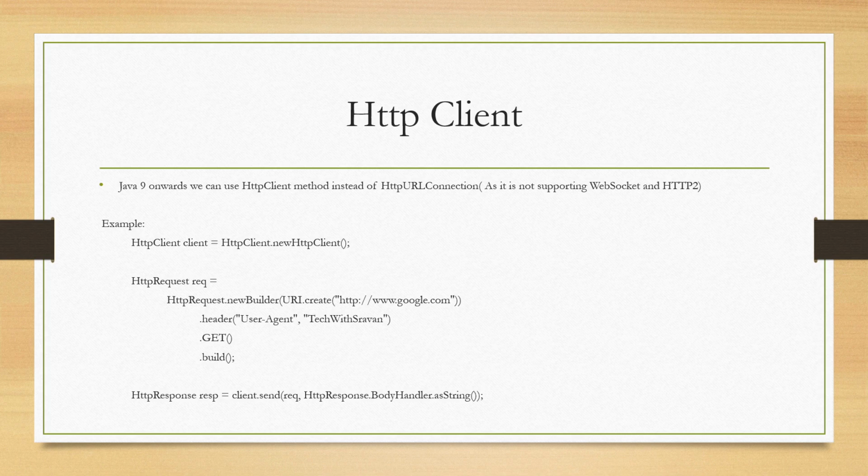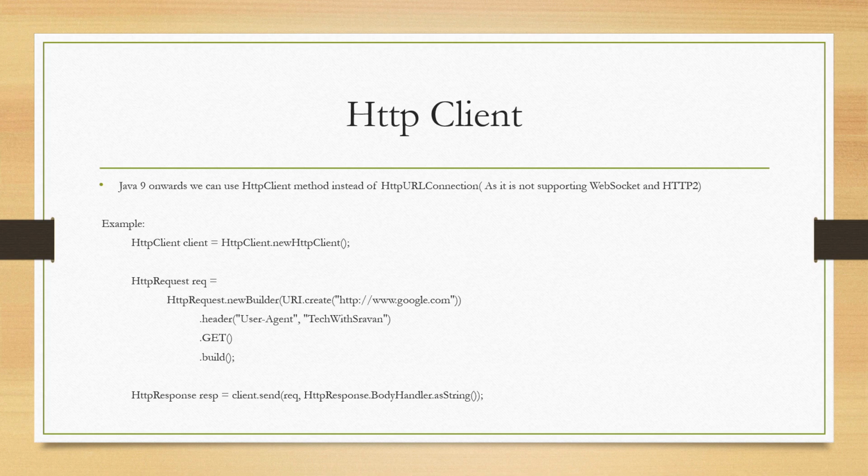How are we creating the HttpRequest? If you see the line above, HttpRequest equal to HttpRequest.newBuilder().uri(URI.create("http://google.com")), then a header, GET, and build. So using the builder method, we are creating the HttpRequest object. We pass it here, and we are setting the HTTP response body handler as a string, the second argument. Using this we can directly send to other services, get the response, and read it using the HttpResponse class.